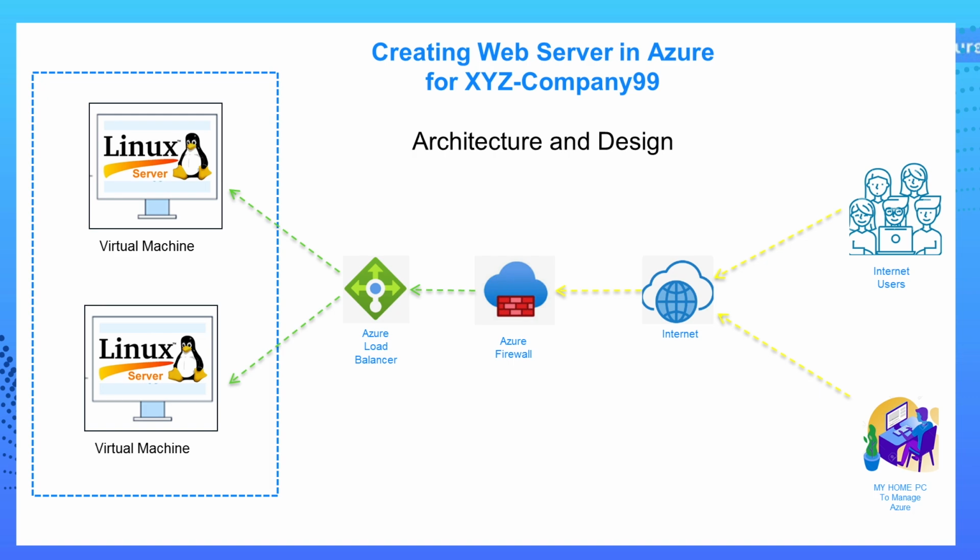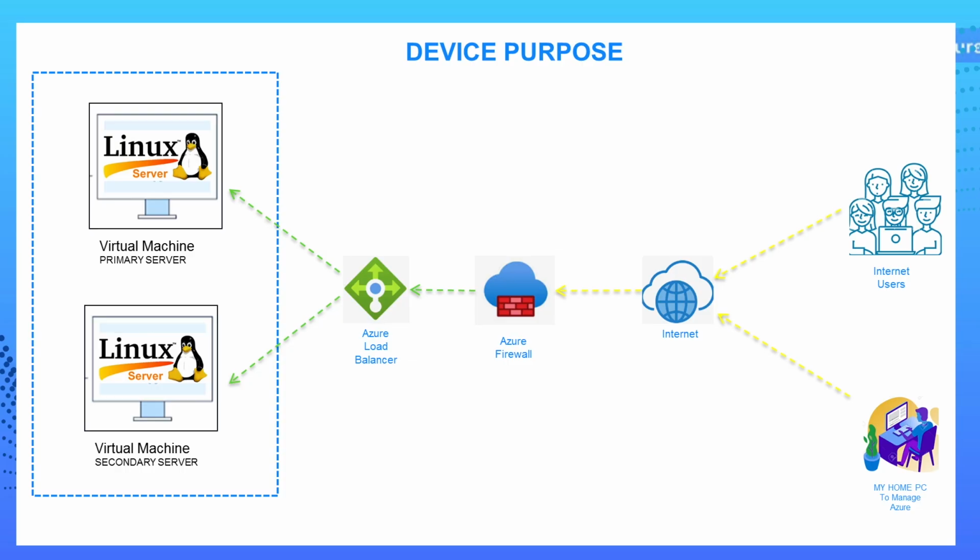Here is my architecture and design. This setup is engineered to be secure, highly available, and scalable. Let's discuss the purpose of each component. I will deploy an Azure firewall to handle security enforcement and threat protection, while the Azure load balancer will manage high performance, availability, and scalability.